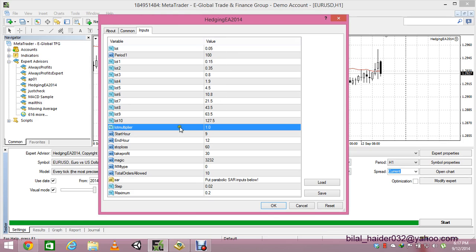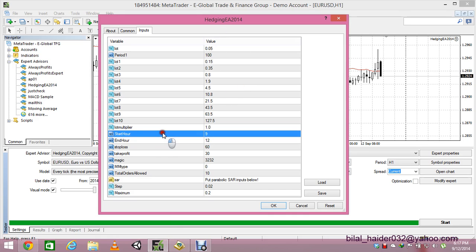Basically this number will be multiplied to all of these lots, so you need to take care. This is the new variable. It was not there in the previous versions of this expert advisor. Next are these numbers, start R and end R.